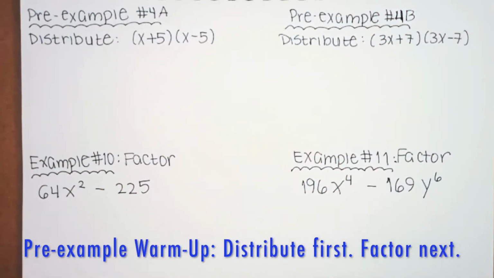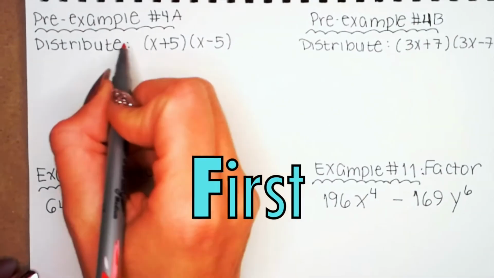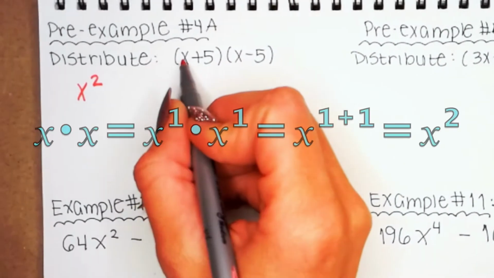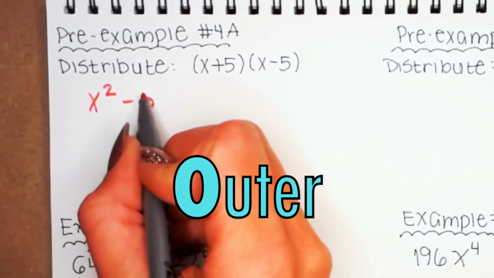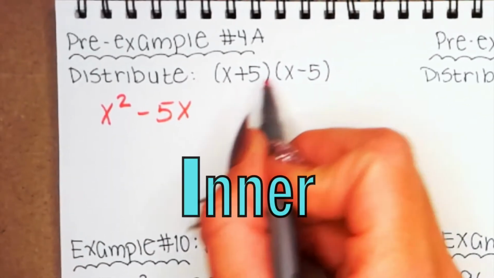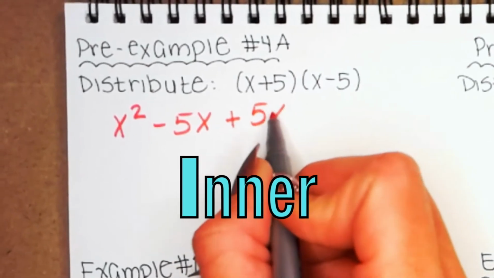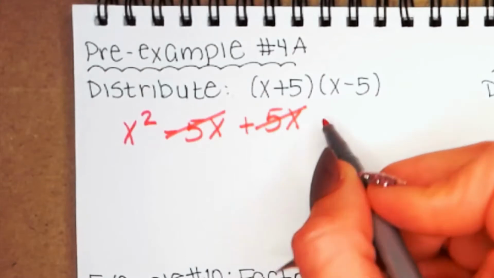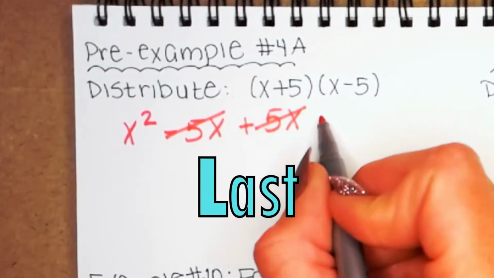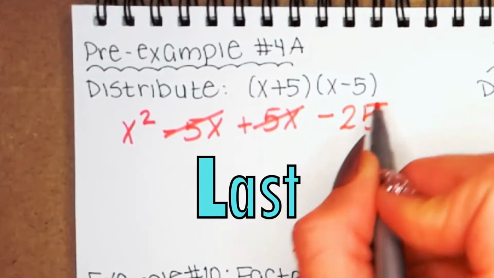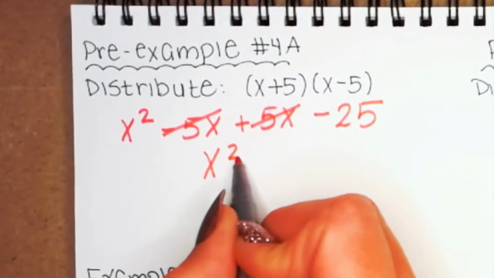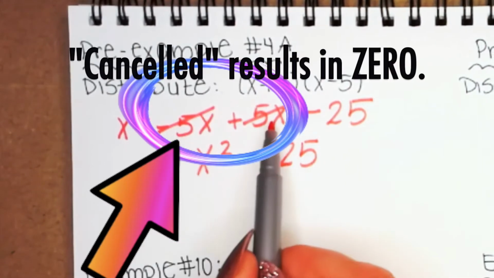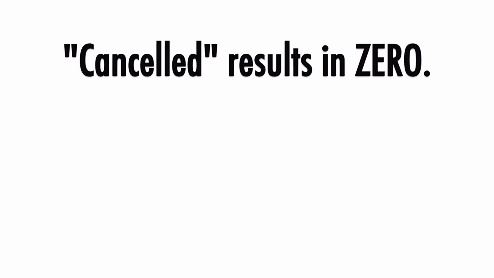Let's start with pre-example for A. Let's distribute. What's x times x? X squared. Outer minus 5x. Inner plus 5x. If I had stacked those vertically, I would have seen right away how nicely they would cancel out. 5 and negative 5 multiplies to give us negative 25. We're left with x squared minus 25. My outer and inner terms canceled out.